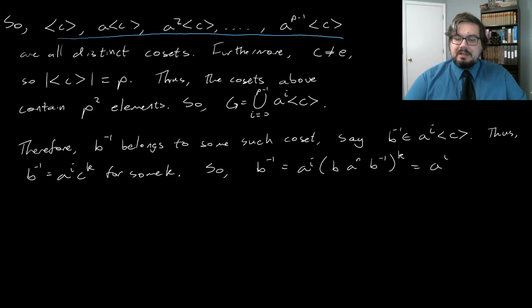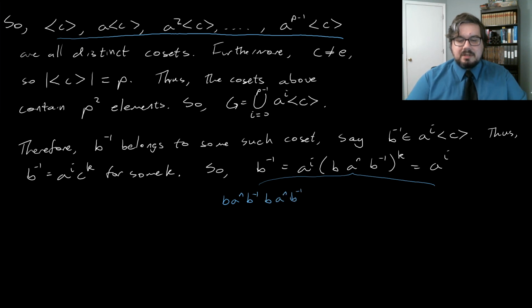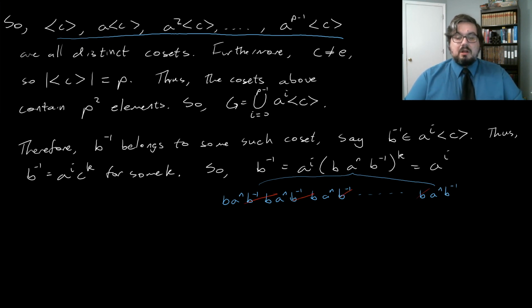Now, this power here, B A to the N B inverse, has this interesting pattern we've seen before where when we write it all out, we're going to get a bunch of cancellations. Just by way of reminder, when we multiply this expression out with the K's, we get B A to the N B inverse times B A to the N B inverse times B A to the N B inverse, and so on. All of these intermediate B's are going to cancel with each other. And so we're going to have a B on the left and a B inverse on the right, and then we have K copies of A to the N left inside. So we have that B inverse is equal to A to the I B A to the NK B inverse.